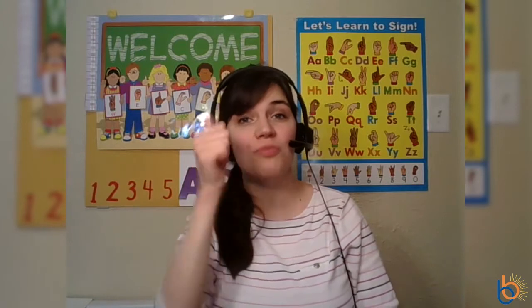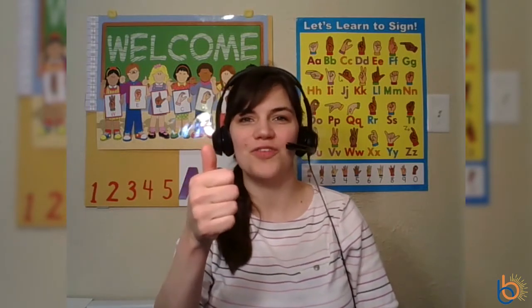To sign yesterday, take an A shape and move the thumb back. Yesterday, because yesterday was in the past. To sign tomorrow, take that same A shape and twist your hand so it's pointing forward. Tomorrow. Tomorrow is in the future. So today, yesterday, tomorrow.